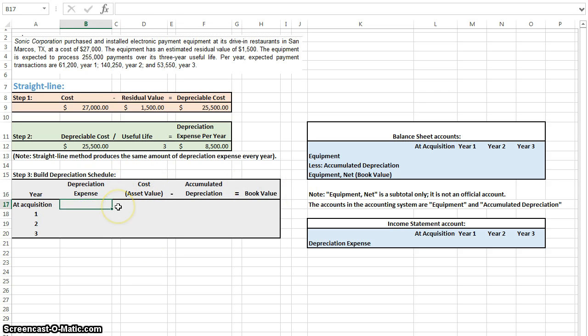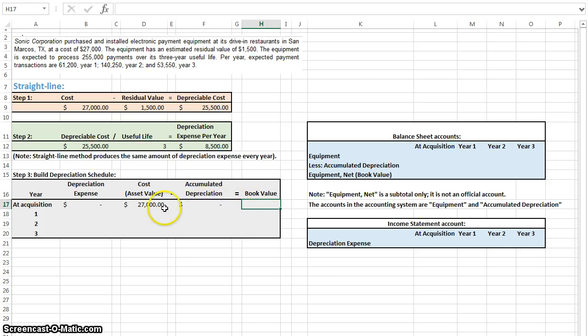So when I buy my machine at acquisition, there's no depreciation expense because I didn't use it yet. You can only have depreciation once you start using the machine. So we're going to have $0 in my depreciation expense. Now, what did it cost me at acquisition? It cost me $27,000. How much depreciation have I taken once I buy the machine? At the moment I bought the machine, I did not depreciate the machine yet, so my accumulated depreciation is 0.